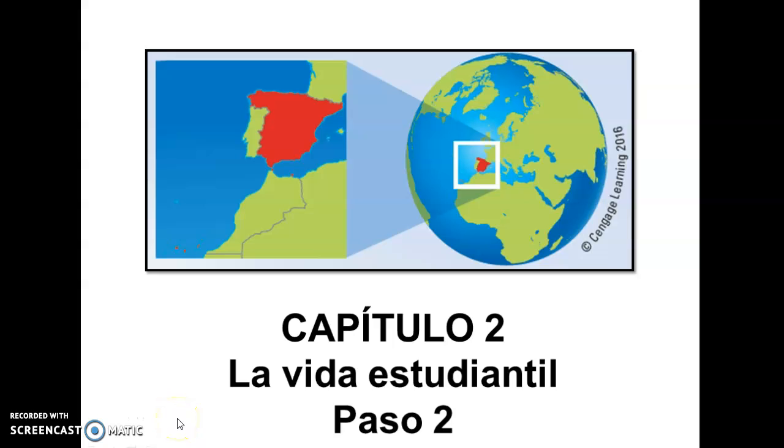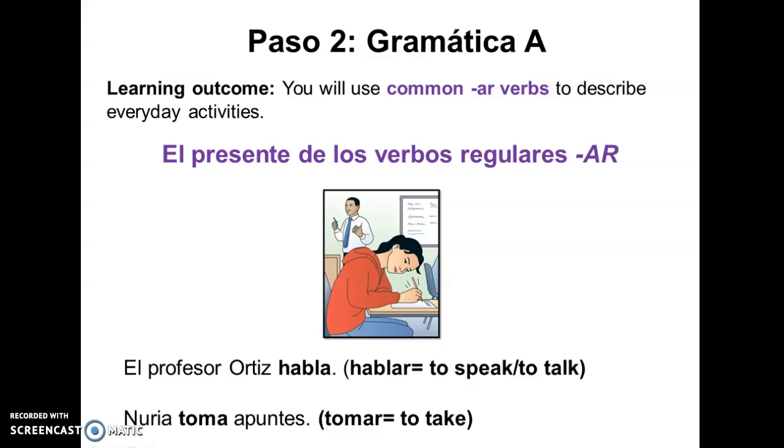Hola chicos, so we are starting step 2 in our chapter number 2, and we will be discussing common R verbs. R verbs meaning verbs that end in R, and now we will work with more verbs to describe everyday activities. And so in this case, I have some examples.